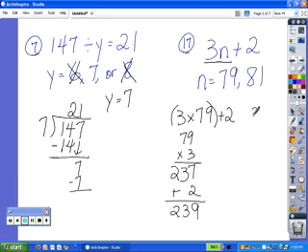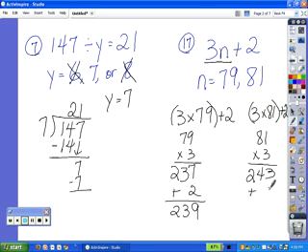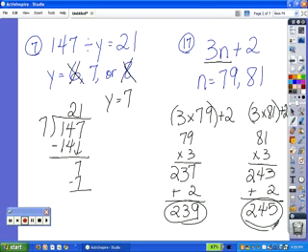We have to do the same expression, this time with 81. So we have to do 3 times 81 plus 2. So we multiply 81 times 3, and then we add 2. So our two values would be 239 and 245.